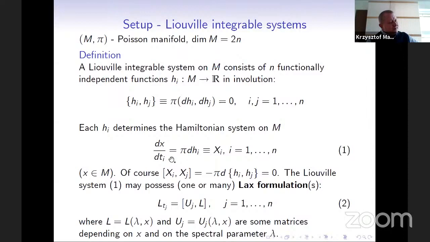Before we move on, I would like to explain why we use the index at times t_i. Namely, it is so that for each Hamiltonian H_i, you have a separate equation of motion. If you have two such systems, you may think that you have one flow parameterized with time t1, say, on the manifold, and you have another flow of a dynamical system parameterized by time t2.